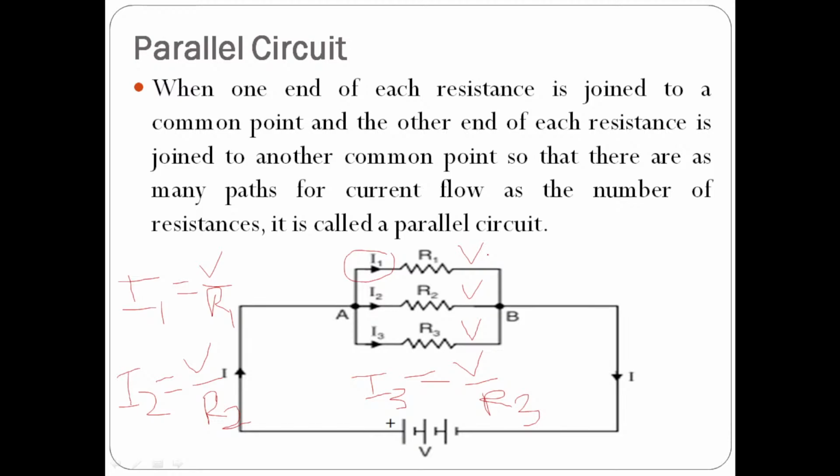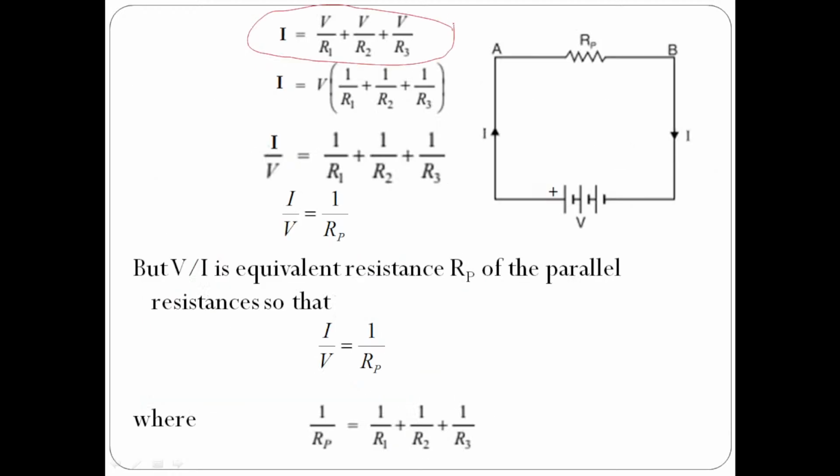I is equal to I1 plus I2 plus I3. So what is I1? V by R1 plus V by R2 plus V by R3. So you can take V common. If you take V common, what will be left over? 1 by R1 plus 1 by R2 plus 1 by R3.